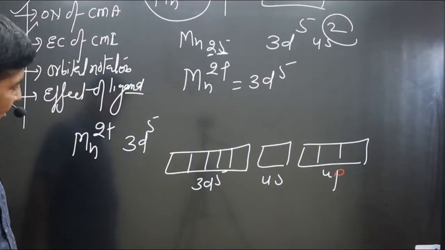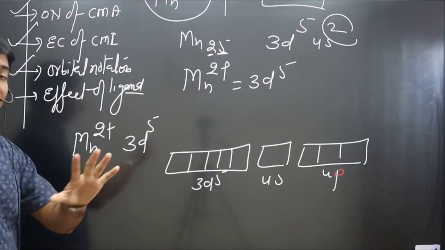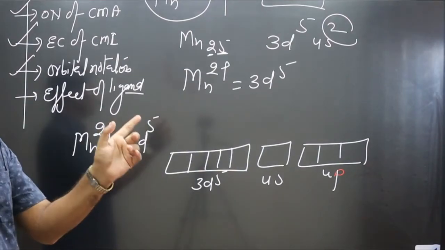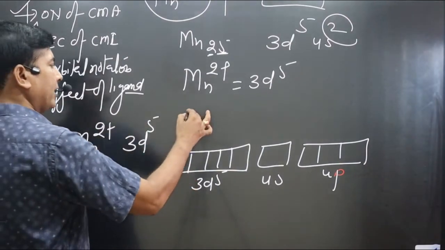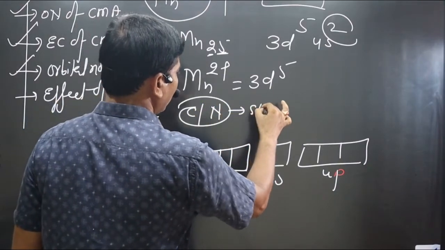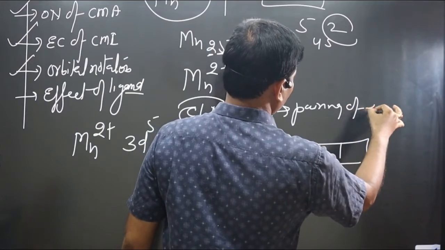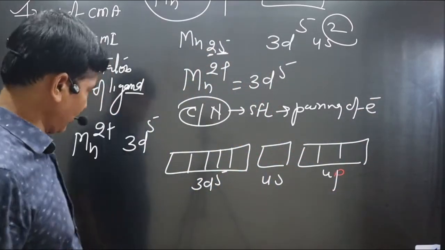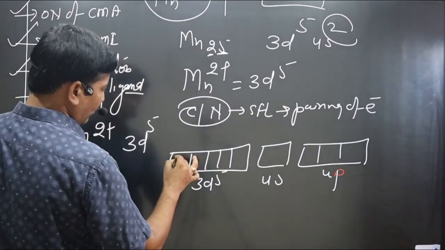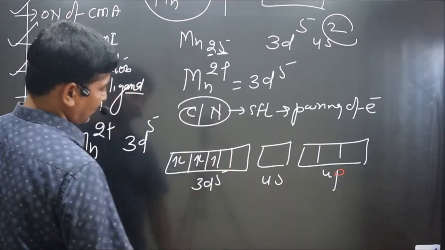Now pay attention carefully. Before filling these 5 electrons in the d orbital, you must consider the effect of ligand. What kind of ligand? We have cyano. In general, any ligand starting from C or N is considered a strong field ligand, which causes pairing of electron, which means we do not follow Hund's rule. In pairing we start filling the electrons. So you can see 1, 2 paired, 3, 4, and then 5.